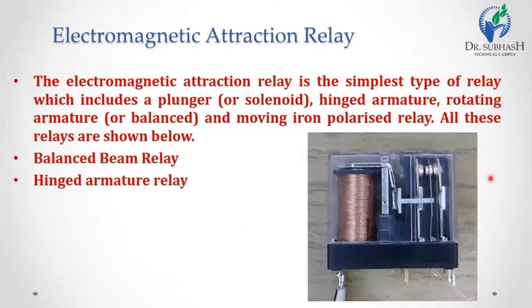As you see in this GIF, the flux is produced in this coil and the plunger will attract, and it forces the contact to be closed or opened. Electromagnetic attraction relay is a simple type of relay which includes the plunger or solenoid, hinge armature, rotating armature, and moving iron polarized relay. There are basically two types: balanced beam and hinge type.